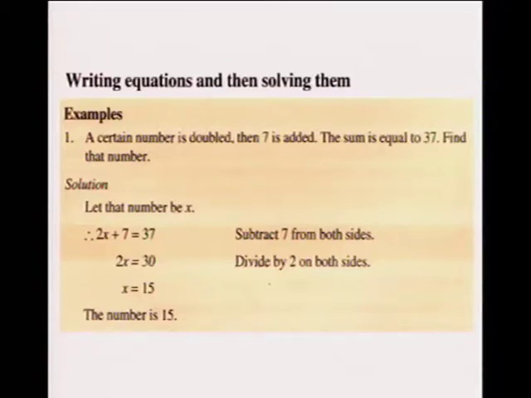Then we can write equations and then we can solve it. For example, there is a long sentence. A certain number is doubled, then 7 is added. The sum is equal to 37. Find that number. In mathematics, we can write it very short. 2x plus 7 is equal to 37. We find 2x, it's equal to 30, so 1x is 15. And we must always write down the correct answer, the number is 15.